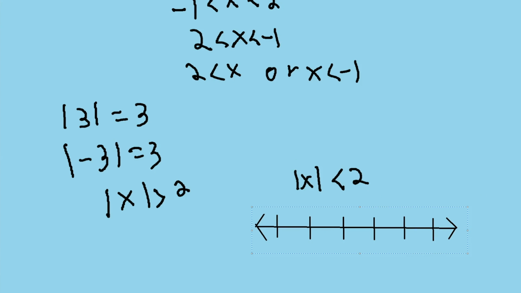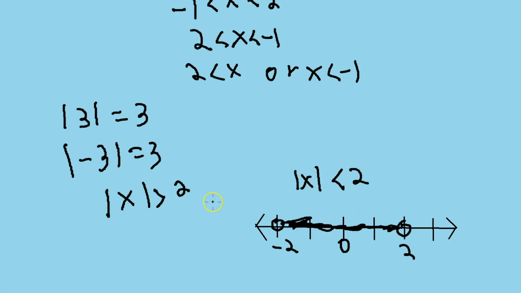If we were to graph this, we would first plot our critical values. This is 0, and this would be one of them, and this would be the other. So we would have to go on the outside because it is an "or" inequality. Wait, no. This is an "and" inequality. So we'd have to go in between them, like so. Because anything from negative 2 to 2, in between those two, the absolute value of it will be less than 2.